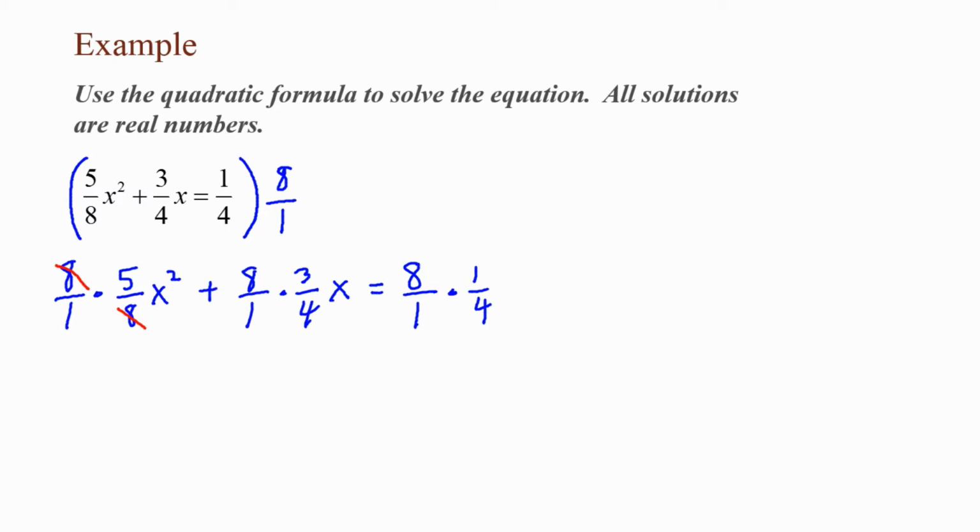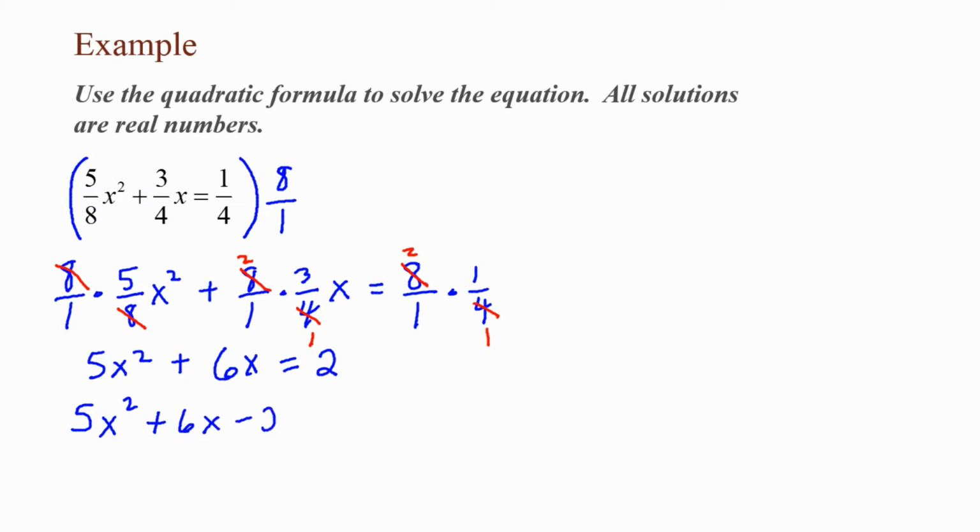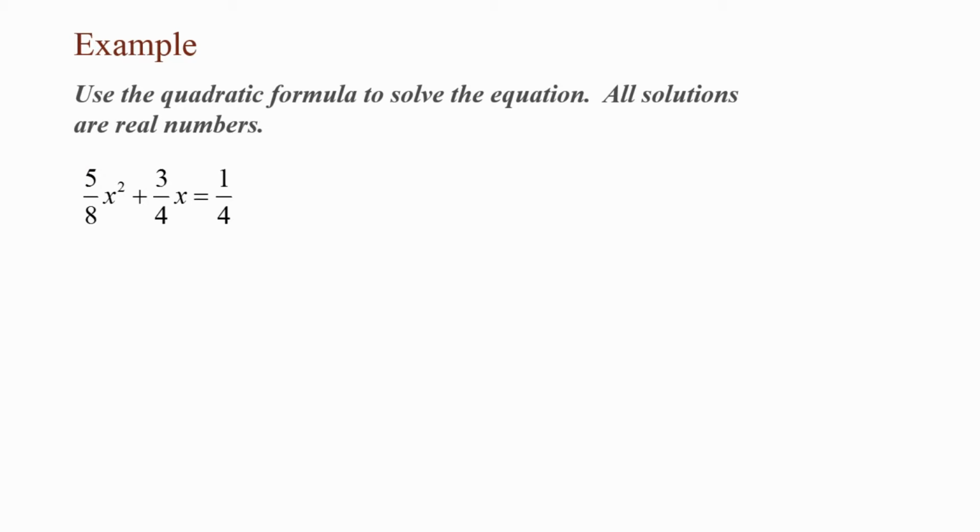My 8's would cancel, leaving me with 5x squared plus my 8 and my 4 cancel. 2 times 3 is 6, and then my x equals my 8 and my 4 cancel, leaving me with 2 times 1, which is 2. And then getting it in the form of ax squared plus bx plus c equals 0, I would subtract the 2. So I have 5x squared plus 6x minus 2 equals 0. And now I'm ready to use my quadratic formula.